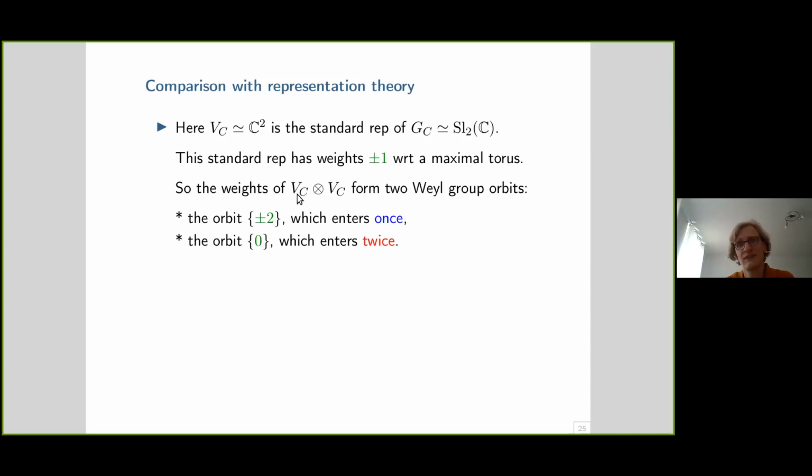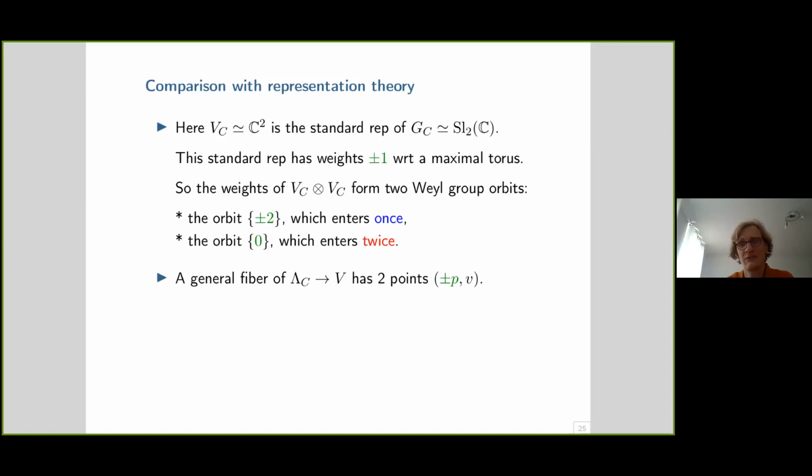So this V tensor V decomposes into a symmetric and an exterior square. And this weight 0 enters once in the symmetric square and once in the alternating square. So this is why you have a multiplicity 2 here. And now you can compare with what we had before geometrically.